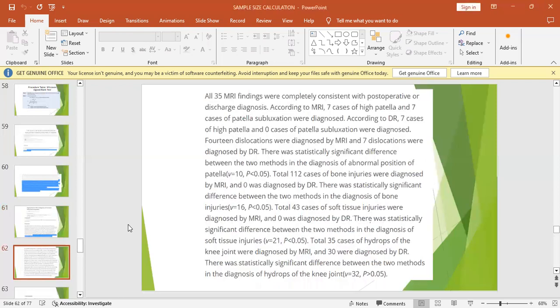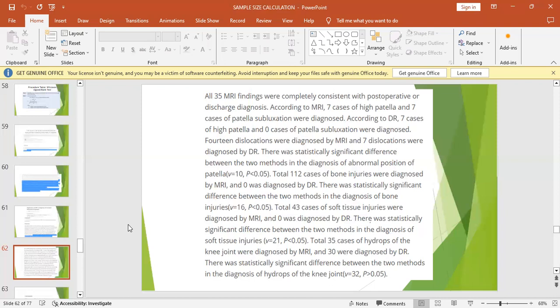All 35 MRI findings were completely consistent with the post-operative or discharge diagnosis. According to MRI, 7 cases of high patella and 7 cases of patella subluxation were diagnosed. According to diagnostic radiology, 7 cases of high patella and 0 cases of patella subluxation were diagnosed. 14 dislocations were diagnosed by MRI and 7 dislocations were diagnosed by diagnostic radiology. There was a statistically significant difference between the two methods in diagnosis of normal position of patella.